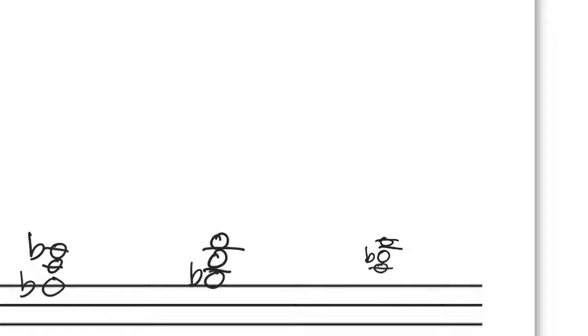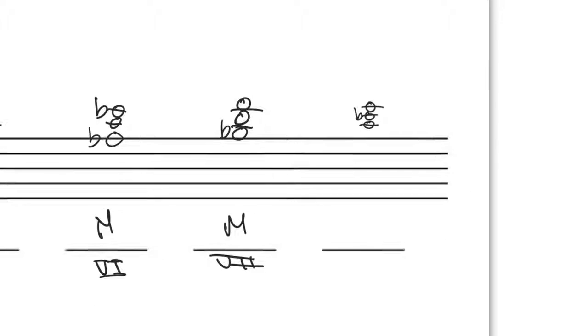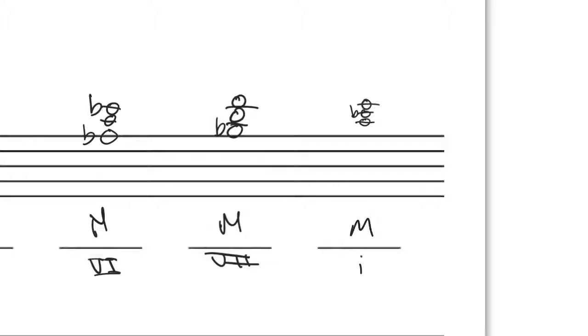Actually, I'm going to try that again. I apologize for poorly writing that. So we have C, E flat, and G, which is a minor chord. And again, that's the 1 chord.